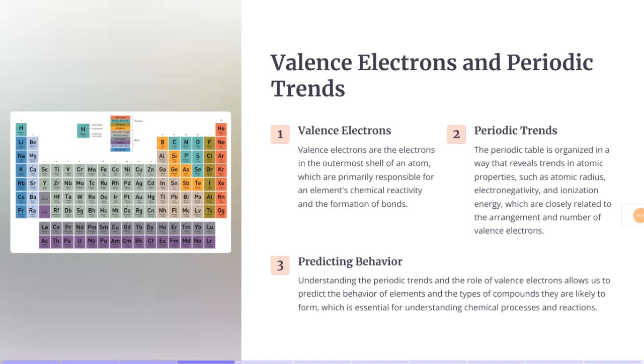Predicting behavior. Understanding the periodic trends and the role of valence electrons allows us to predict the behavior of elements and the type of compounds they are likely to form, which is essential for understanding chemical processes and reactions.